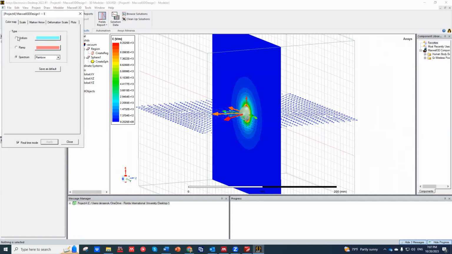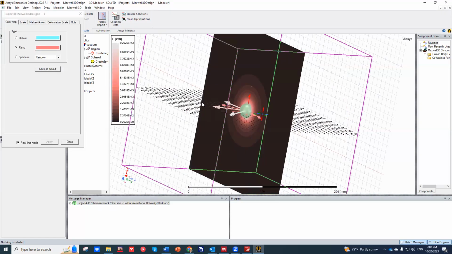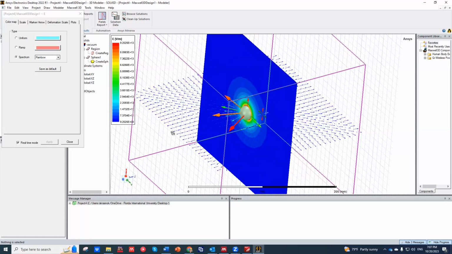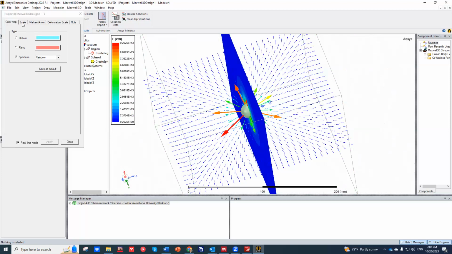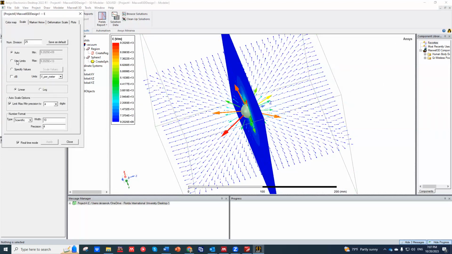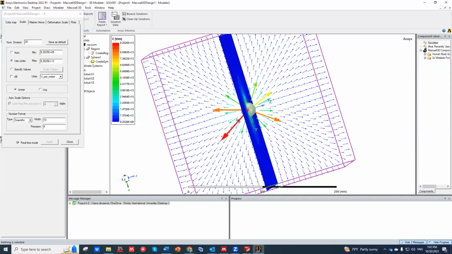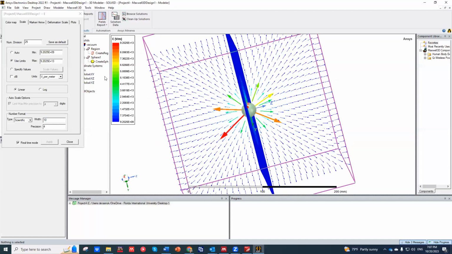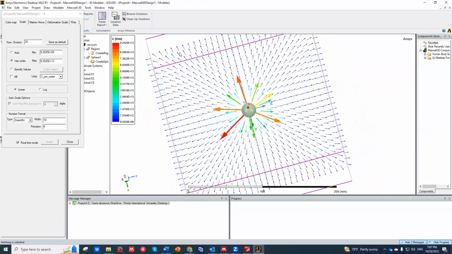We can also change the type of this presentation, right? Like, for example, this one looks nice. Rainbow is a more standard form of presentation of the field. I can change the scale, of course. For example, I can use these limits. I don't like these big red arrows, which are because of a mistake of the simulation. If I improve the mesh, I would get rid of these large arrows here.